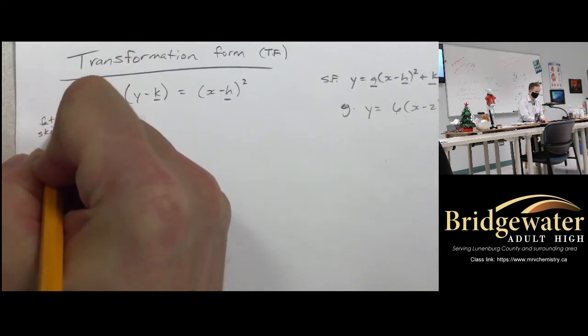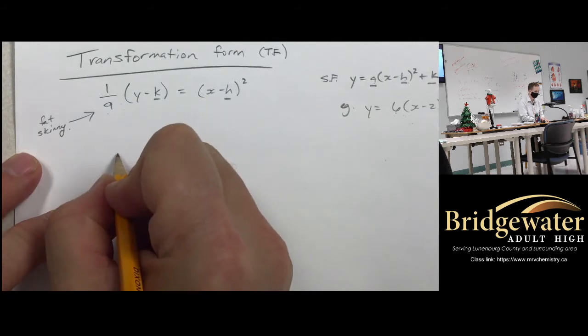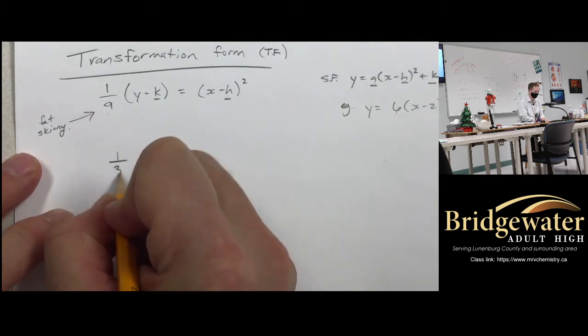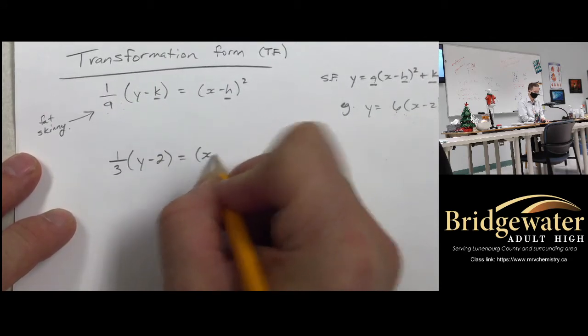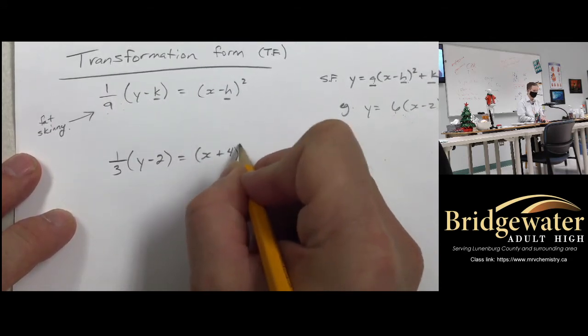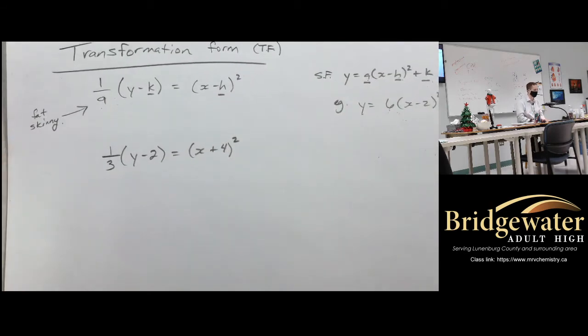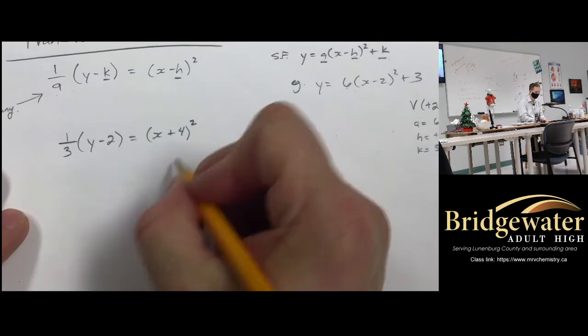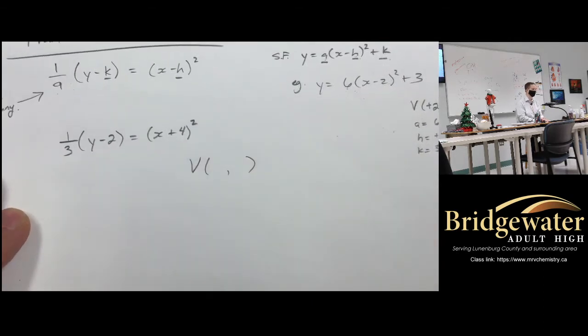I'm going to give you an example now of the transformational form. Okay, so here's just a simple example: 1 over 3, and again, I'm making these numbers up, (y minus 2) is equal to (x plus 4) all squared. And I want to know exactly the same thing. Okay, I want to know what's the vertex. That's the most important point in any quadratic equation. Tell me what the vertex is.